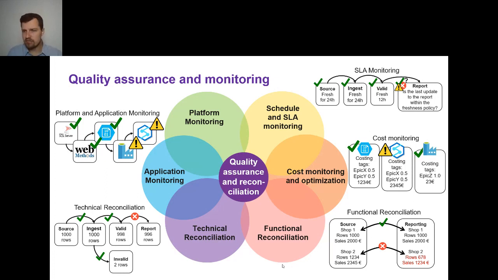Then there's cost monitoring. This is trivial, I guess, but you just have to tag resources properly to allocate costs properly. It's not trivial, actually, but I don't want to talk about this now because I don't have time for that. And then the last one, which people forget about, is SLA monitoring.